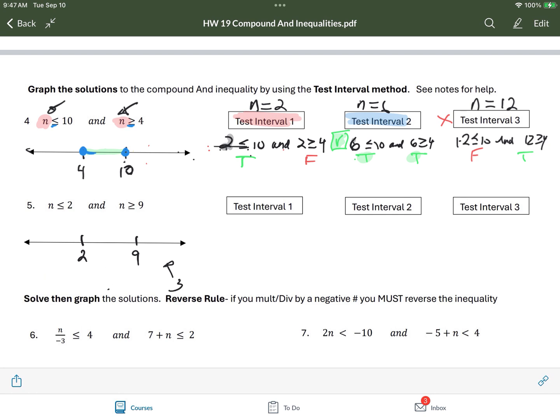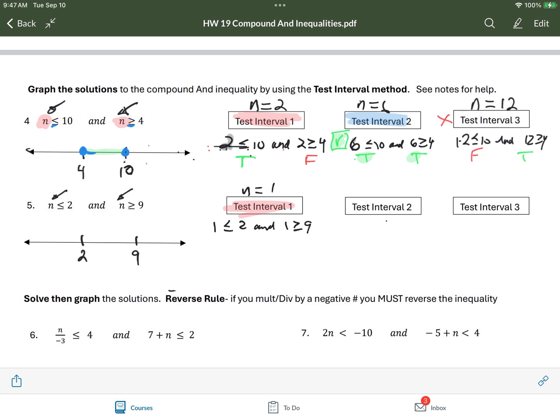So pick a point, any point that is to the left of 2, like 1 or 0 or -1. So I guess I'll pick 1 to test it. You can pick any number, just don't pick 2. So I'm going to pick 1, and I'm going to plug those numbers into the n. So that's 1 is less than or equal to 2, and 1 is greater than or equal to 9.